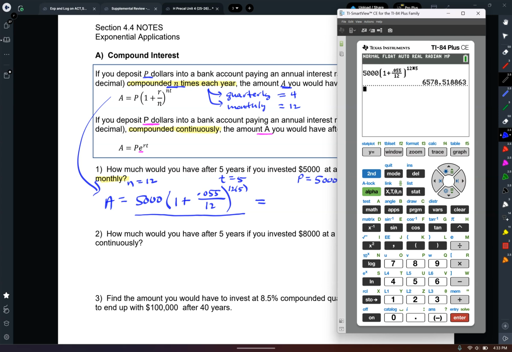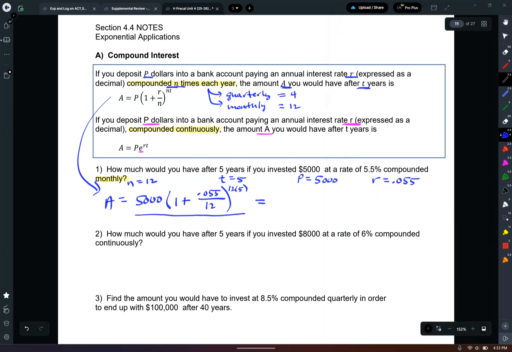Now, whatever answer you get, see if it seems reasonable. So if you invest $5,000, is it reasonable that after 5 years, you might end up with $6,500? Yeah, that is reasonable. And since this is money, we're going to round it to 2 decimal places. So we're going to say 6,578.52. 6,578.52 is how much money you would end up with.